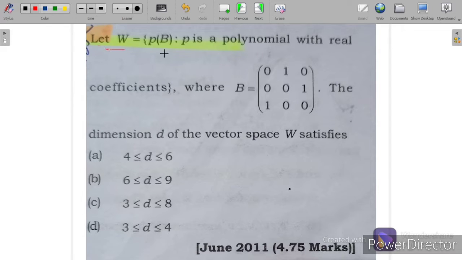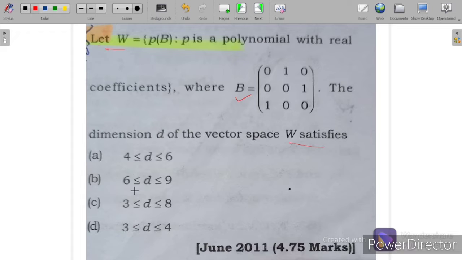let W equal to the set of P of B such that P is a polynomial with real coefficients, where B is the 3 cross 3 matrix. Then the dimension D of the vector space W satisfies. The first option is D greater than equal to 4, less than equal to 6. Second option is D greater than equal to 6, less than equal to 9. The third option is D greater than equal to 3, less than equal to 8. And the fourth option is D greater than equal to 3, less than equal to 4.